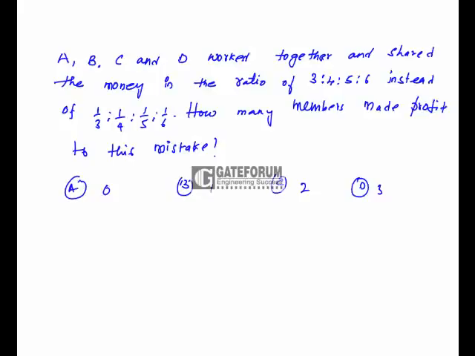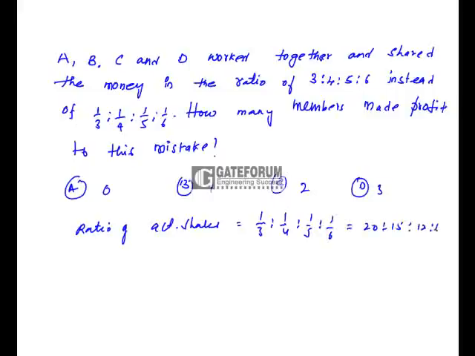A, B, C and D work together and share the amount in the ratio of 3:4:5:6 instead of 1/3:1/4:1/5:1/6. So there is a mistake, and we have to find by this mistake how many of them got a profit. So the ratio of actual shares is 1/3 to 1/4 to 1/5 to 1/6, which is nothing but 20:15:12:10. And the ratio of shares obtained is 3:4:5:6.